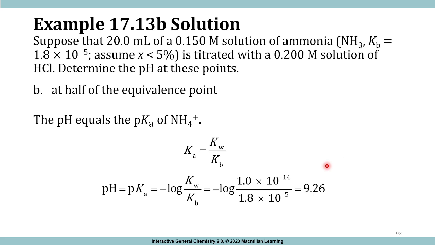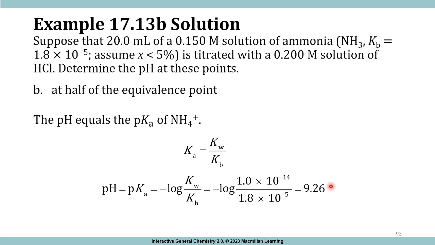Okay, and so what we need to do now is, we don't have the Ka, do we? Yeah, we need to get the Ka. So we're going to take Kw divided by Kb, so 10 to the negative 14 divided by 1.8 times 10 to the negative 5. We're going to take the negative log of that to get the Ka. So the pKa of this is going to end up being 9.26. That number is going to be equal to the pH because we're at half the equivalence point.